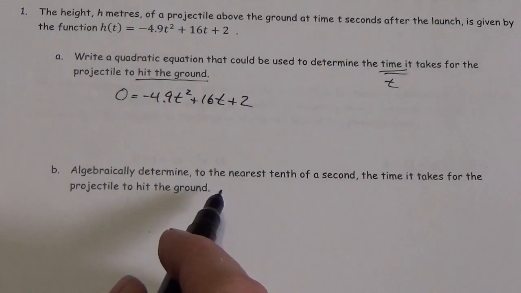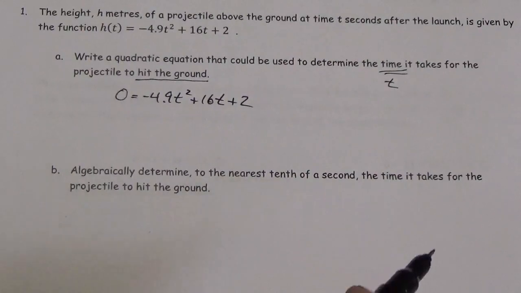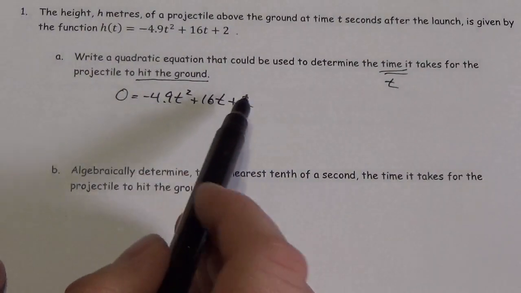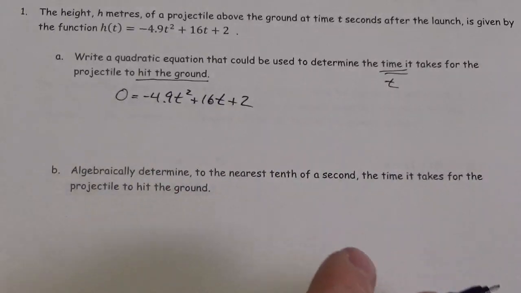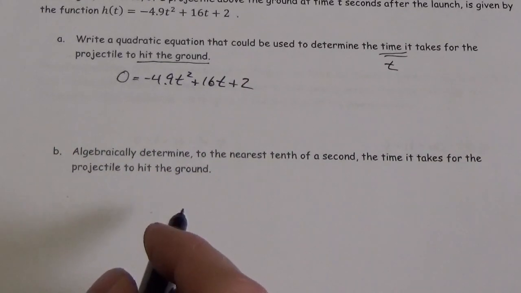It says algebraically determine, to the nearest tenth of a second, the time it takes for the projectile to hit the ground. Well, I've got my equation set up where my height is 0 and time is my variable. Now what I want to do is solve that.